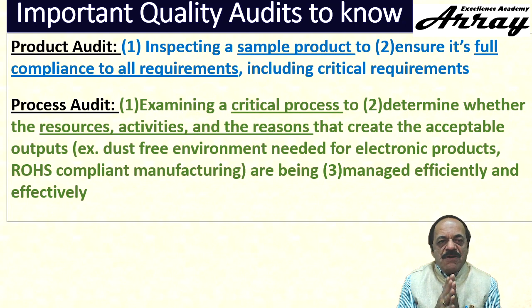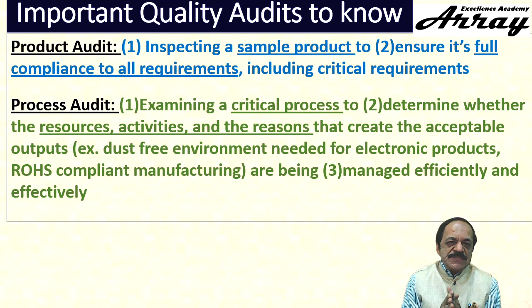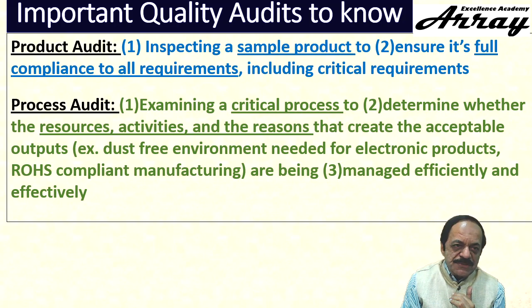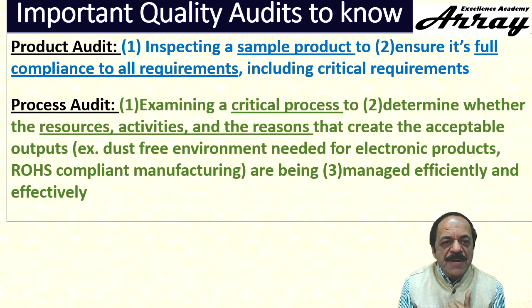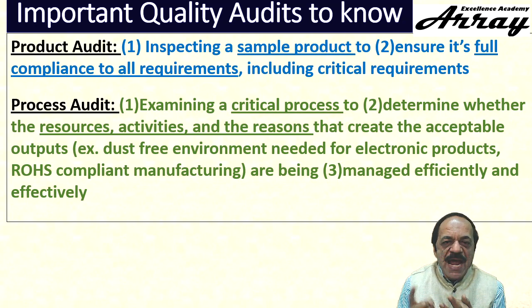Then comes the process audit. Process audit is not done for every process. It is done only for those critical processes where the output actually is not meeting the requirement or there is a risk to achieve the correct output. So point number 1, examining a critical process to determine whether the resources, what are the resources for a process, the input materials, the good condition of the machine being ensured through maintenance, the good consumable supply, and the environment, the resources, activities, and the reasons that create the acceptable outputs.